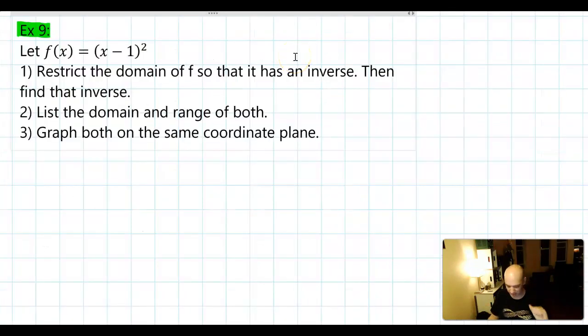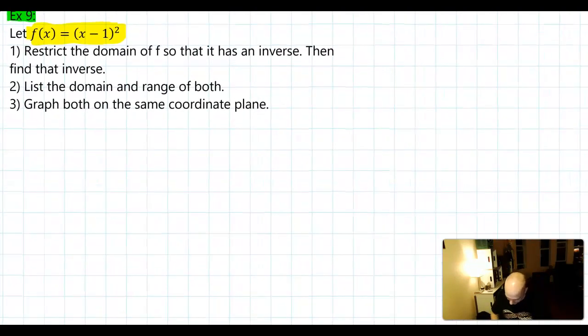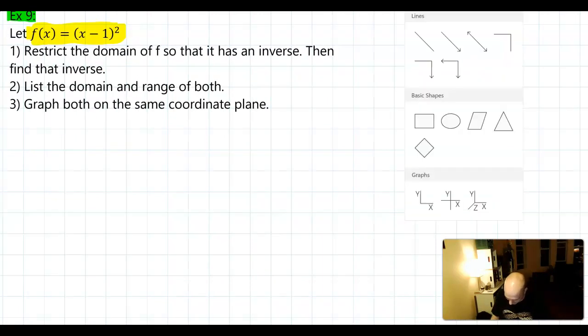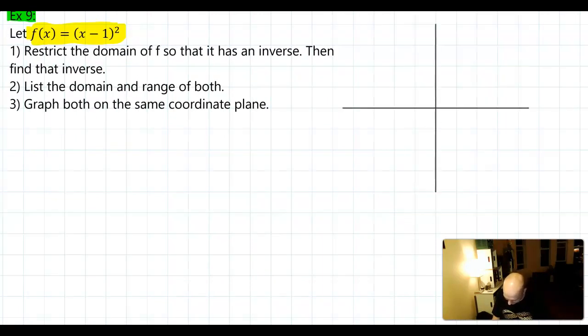For the last problem of the day, we're going to put it all together. So let f of x equal x minus 1 quantity squared. We first need to restrict the domain of f so that it has an inverse, find the inverse, give the domain and range of both, and then graph both on the same coordinate plane. All right, well, I know it says to graph last. I'm going to start by graphing at least a sketch of f first so that I can understand what a one-to-one interval might be for this function.